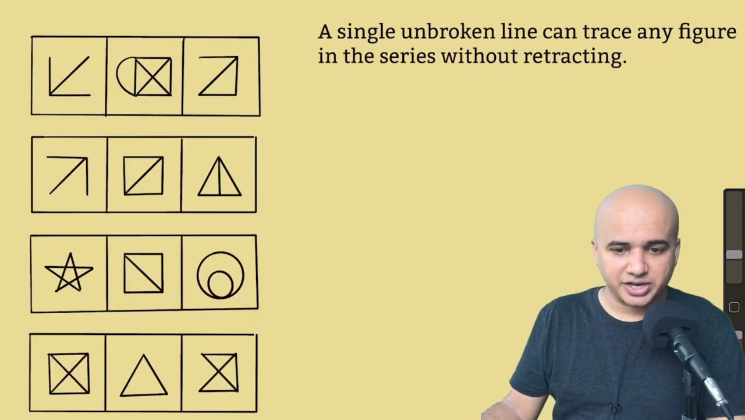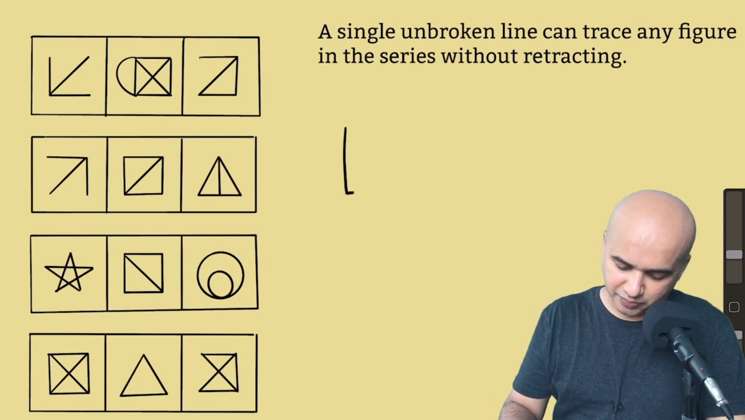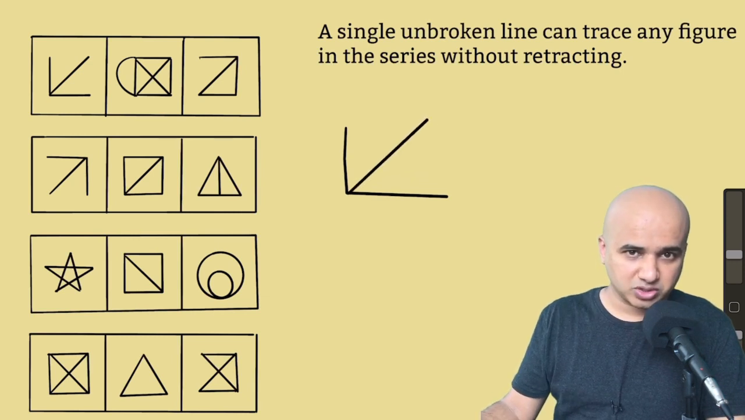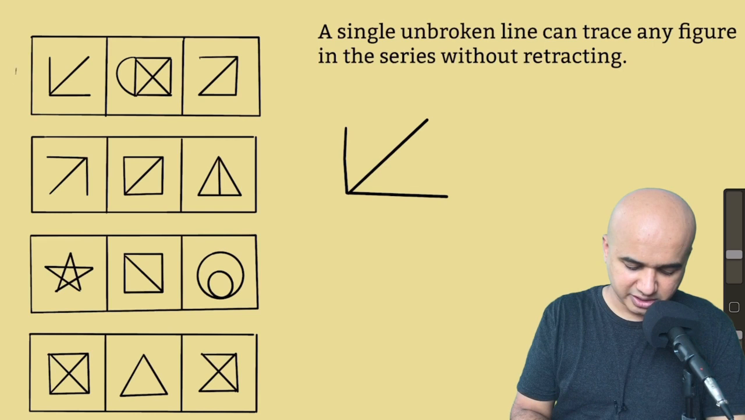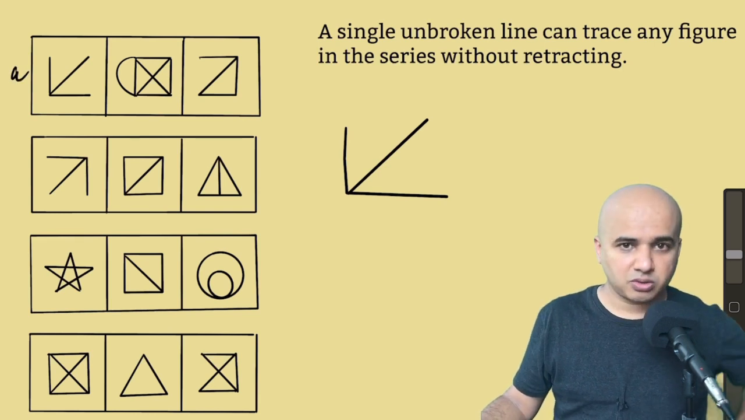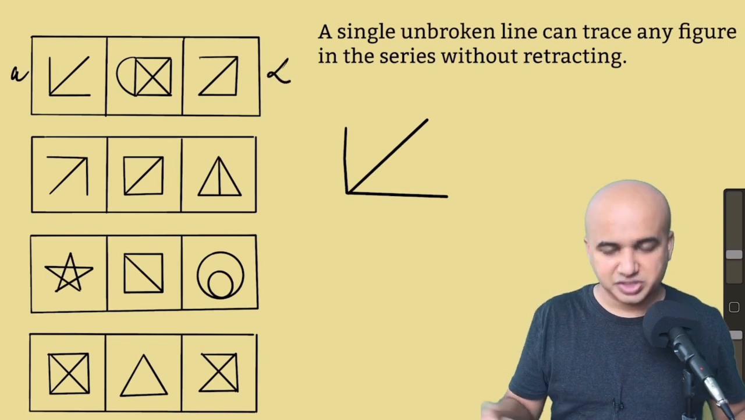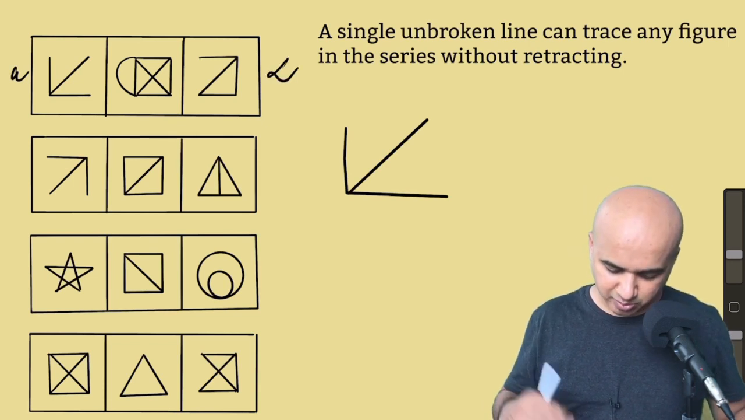Once again we have rule detection here. A single unbroken line can trace any figure in the series without retracting. This is interesting. See, in this case what is happening is we should not be lifting our pen. Without lifting we should be able to retrace. Obviously it is not possible in option A. Let's consider this is option A. So now we don't even have to check the remaining options. We can easily rule out this particular option. Now let us come to the second one.